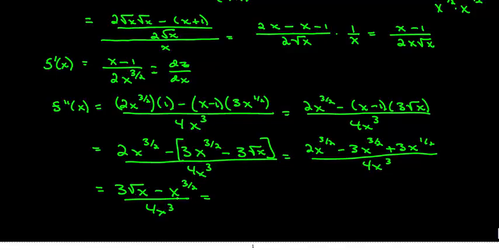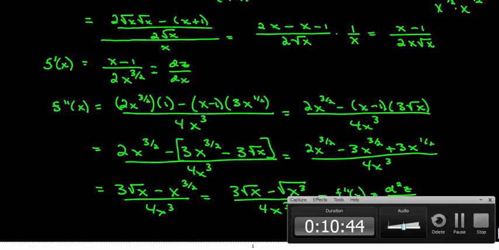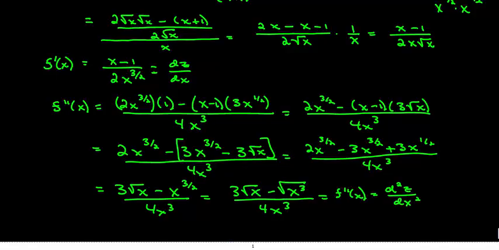And if we want to write these so they both have square roots in them, we can write this like this. This would be 3 square roots of x minus the square root of x to the third over 4x to the third. And so that is f double prime of x, which is d squared z over dx squared. Okay, we're on 10 minutes. This was a little bit longer of a video. We got 2 more to go.